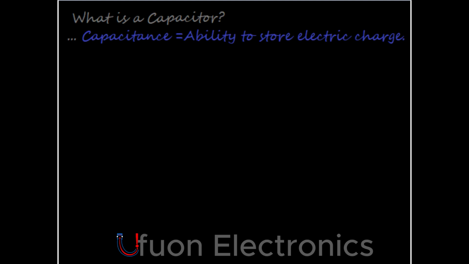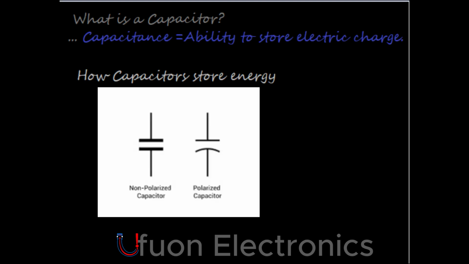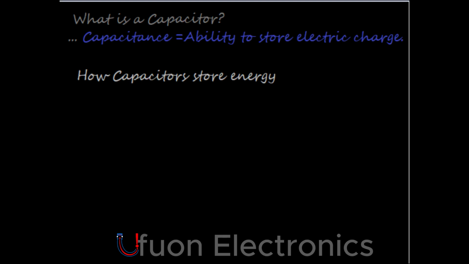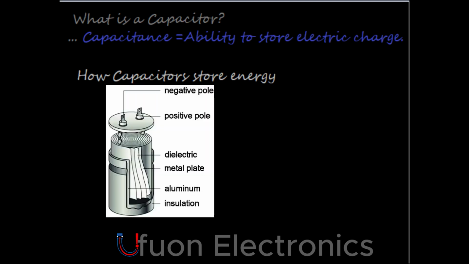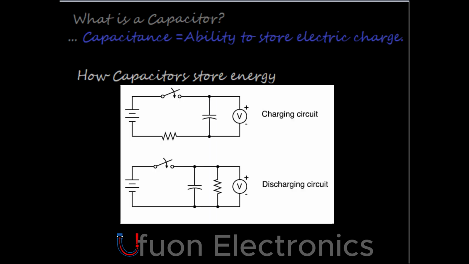Now let's see how capacitors work. When a capacitor is connected to a power source, the plates become charged and an electric field is created. The capacitor stores energy in this electric field. When the power source is removed, the capacitor discharges, releasing the stored energy. This process is known as charging and discharging.